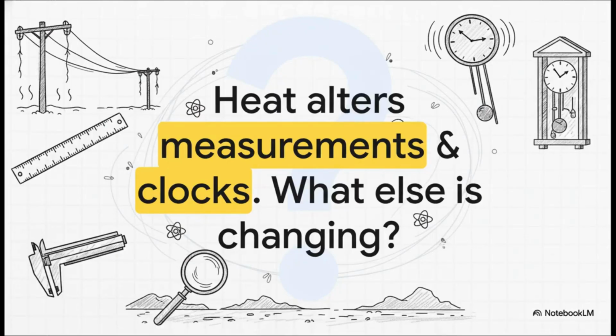So we'll end on this thought. We've just seen how a few degrees of temperature can make power lines sag, throw off our measurements, and even change the speed of a clock. It really makes you wonder, doesn't it? What other powerful, invisible forces are all around us, constantly shaping the world we think we know so well.